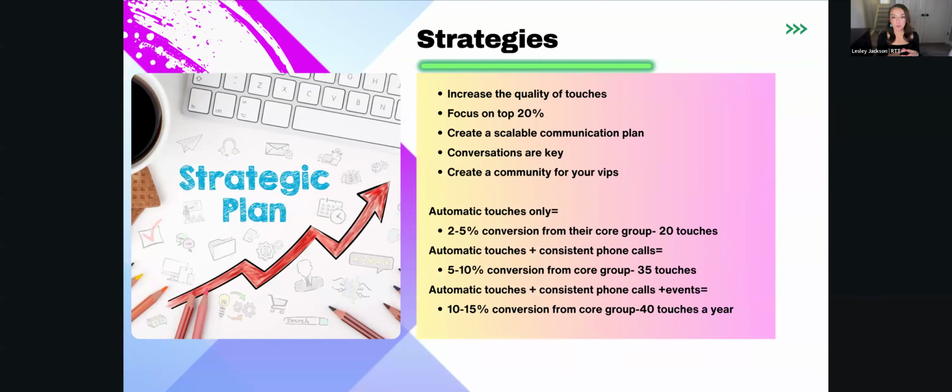So, we want to increase the quality of touches. I like to start here, and that is focusing on your top 20%. Because when you have a large database and you think, okay, I have lots of cold leads, I have people I may not know in there, I have people that I do know in there, I say start with the people that you do know and then work your way out to the people that you don't. Because time is of the essence, we want to ensure those smart plans are on. And we want to create a scalable communication plan.